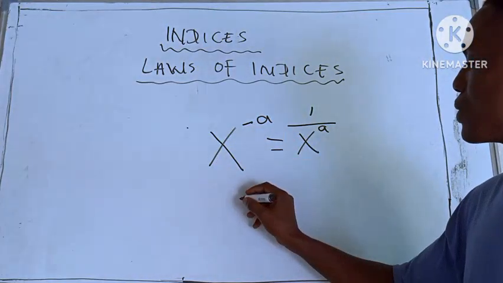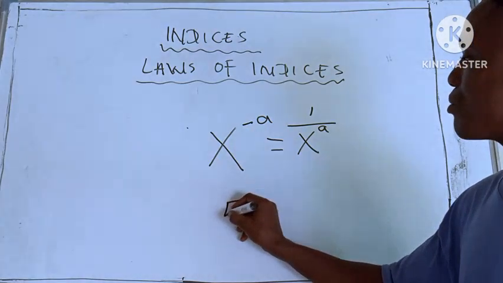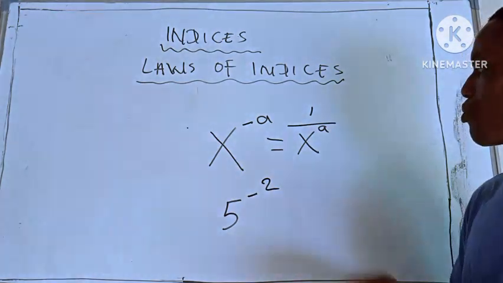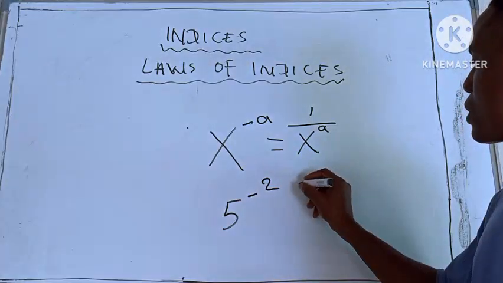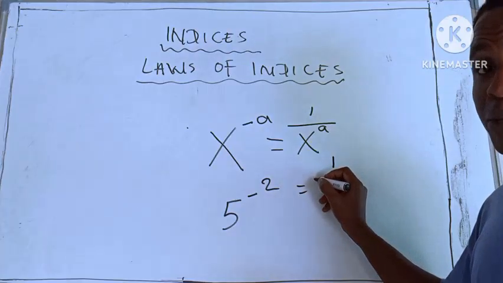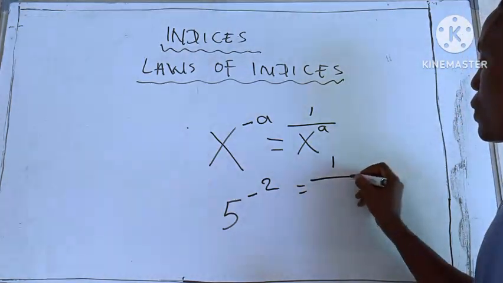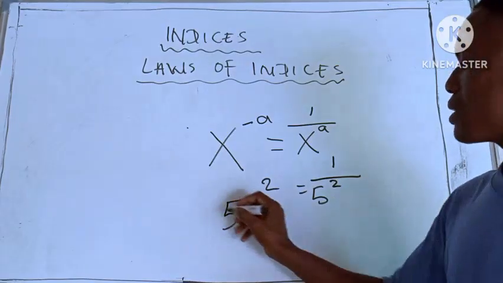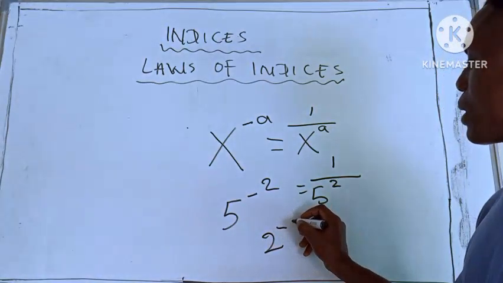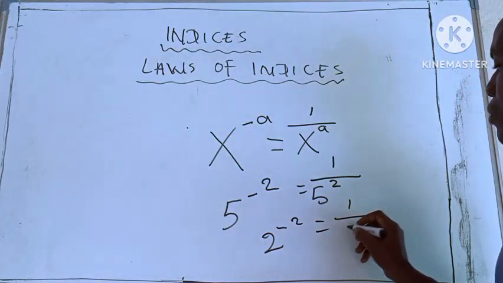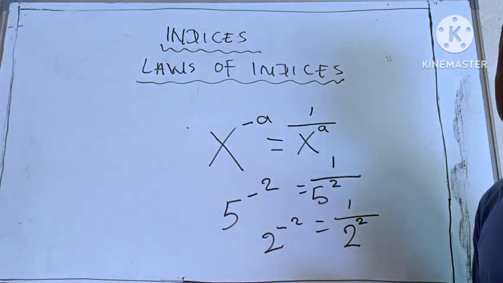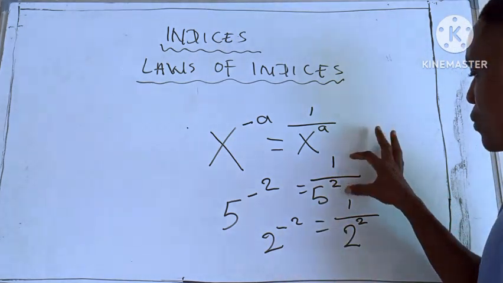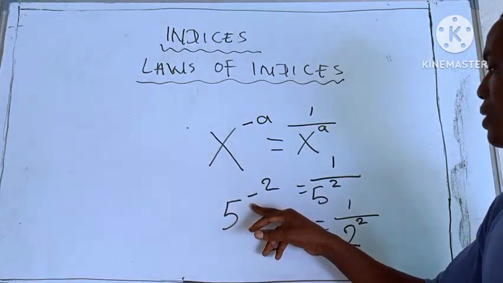With this understanding, let's use numbers. Let's say we have 5 raised to power minus 2. From this law, you can change this one. It will be equal to 1, this one is very important, you must put it, 1 all over 5 raised to power 2. Let's say you have 2 raised to power minus 2. We have 1 all over 2 raised to power 2. So if they give you something in this form, you can change it back to this one. Very important.